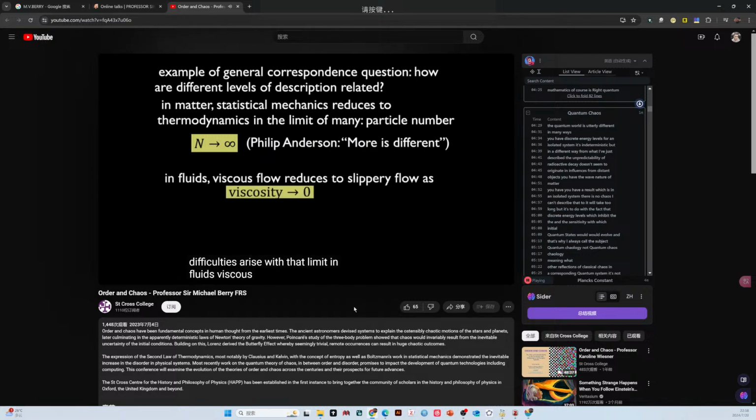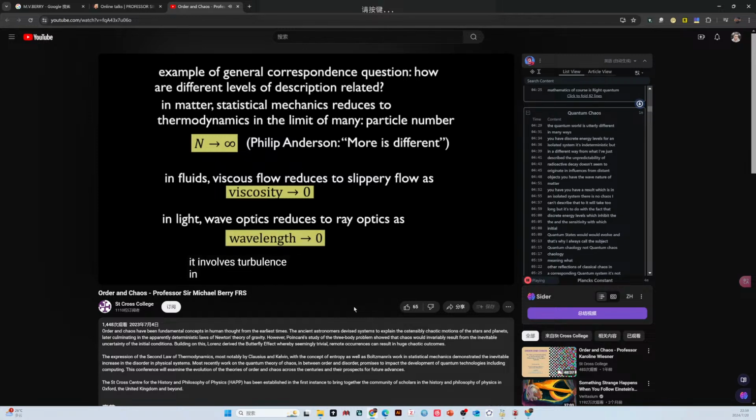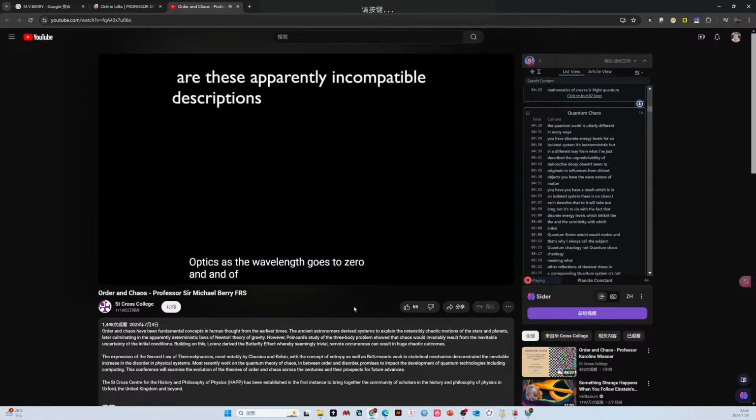In fluids, viscous flow reduces to slippery flow as the viscosity goes to 0. Many problems still not understood about that. It involves turbulence. In light, wave optics reduces to ray optics as the wavelength goes to 0. And of course we have this example of quantum mechanics.